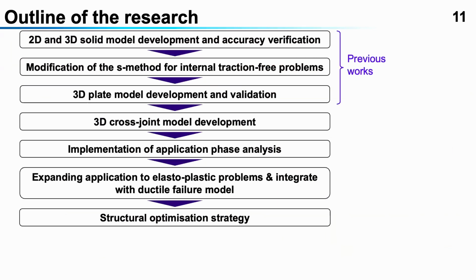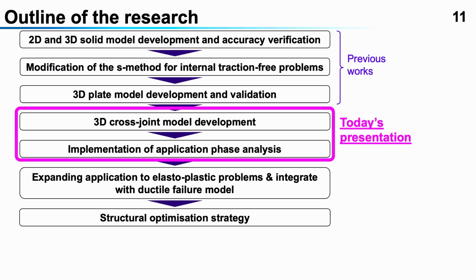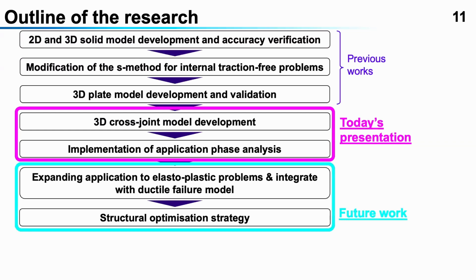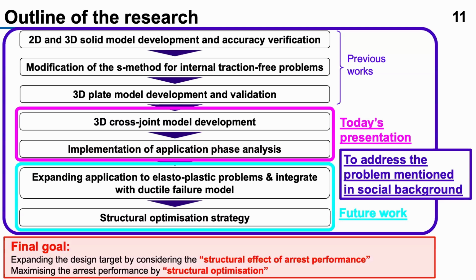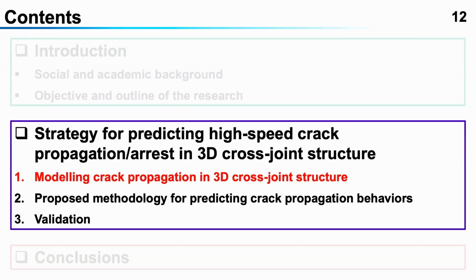Okay, so this is the outline of our entire research. So the first part, we have already done. It is our previous work. And the second part is my presentation today. And the third part is our future work. So we proposed this outline to address the problem I just mentioned in the social background. Okay, so let's go into the details of our proposed strategy for prediction.